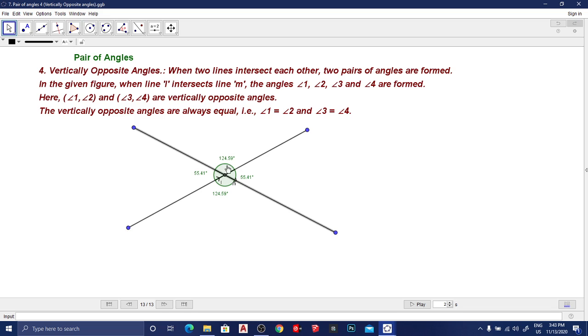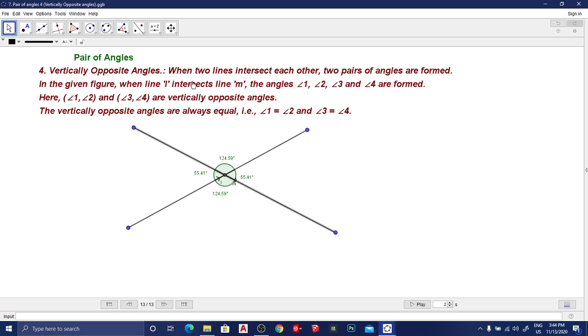So these two angles are equal, 124.59. This is also 124.59. This is 55.41. This is also 55.41. Since these two are vertically opposite to each other, these two angles are equal, and these two angles are also equal. This is a very important property which will be used in finding angles in the solutions of problems. When two lines intersect each other, two pairs of angles are formed.